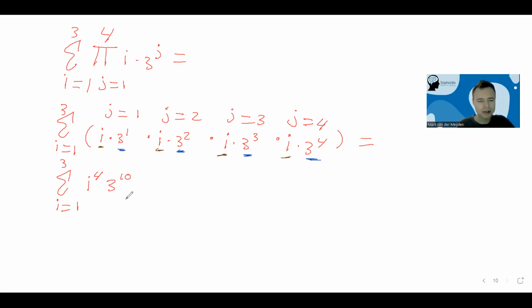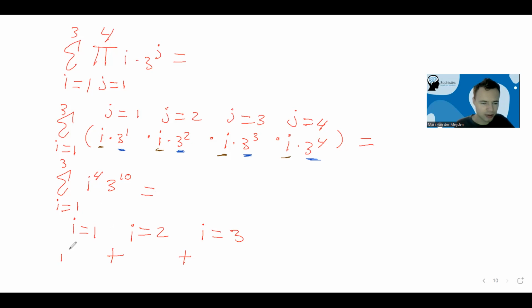And now again, we have reduced the double summation sign into a single one. And now you just do it how you would always do it. You start with i is 1, i is 2, and then i is 3. Okay, very important, because now this left one is a summation sign, I'm going to put pluses here in between.